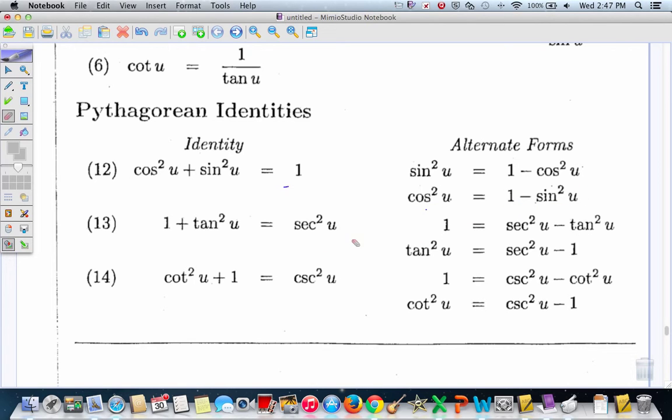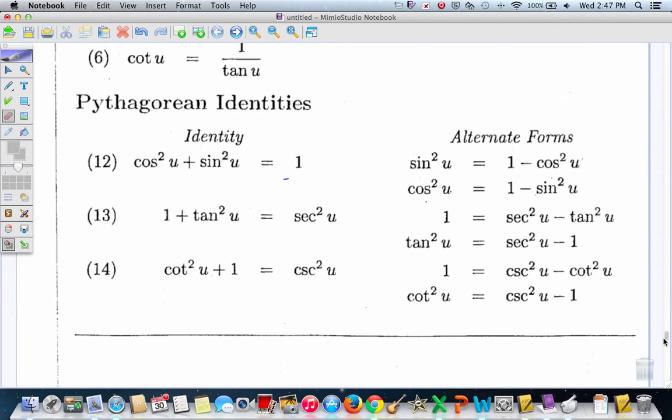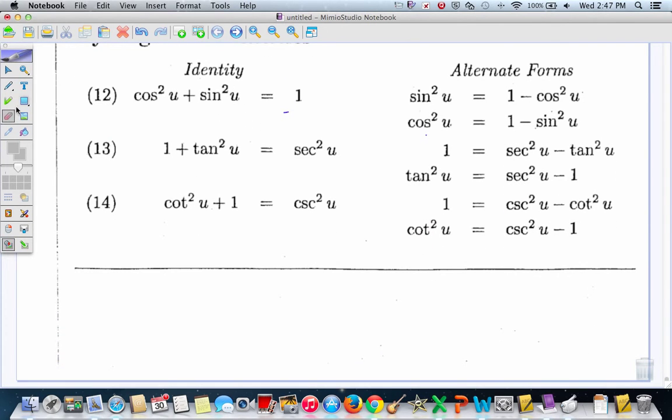The next identity, number 13 here, is 1 plus tangent squared equals secant squared. Alternate forms over here on this side as well. If I subtract tangent squared, I get 1 equals secant squared minus tangent squared, or tangent squared equals secant squared minus 1. And our last Pythagorean identity is cotangent squared plus 1 equals cosecant squared, and you can read through the alternate forms as well. Bottom line is this page you probably need to know inside out.